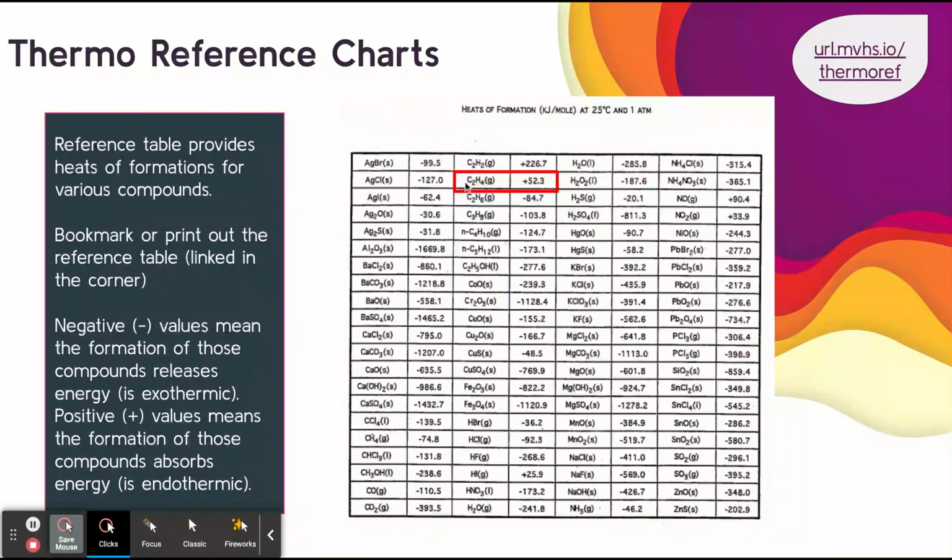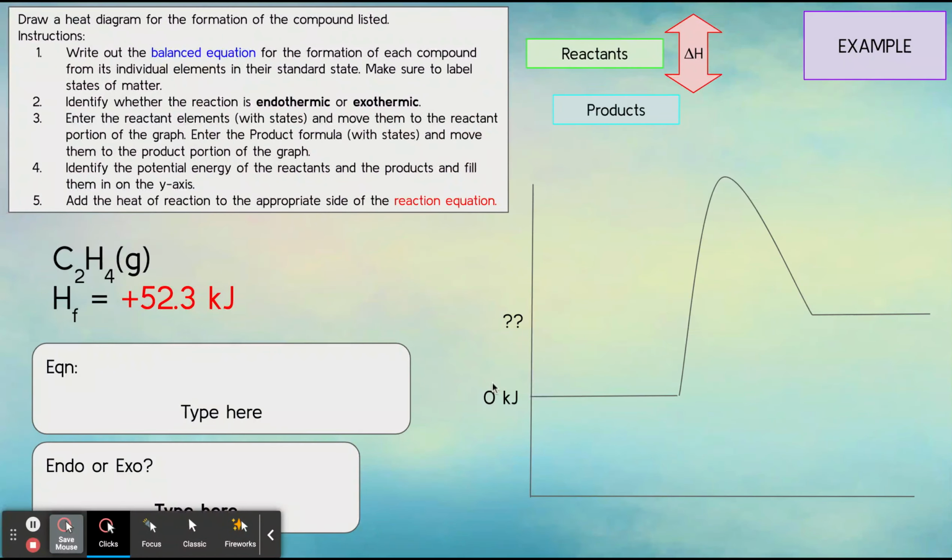On my thermoreference chart, I can see here C2H4 gas is positive 52.3. Okay, so that's positive 52.3 kilojoules per mole of C2H4 that is formed. Okay. And so I can fill that in here for my HF.